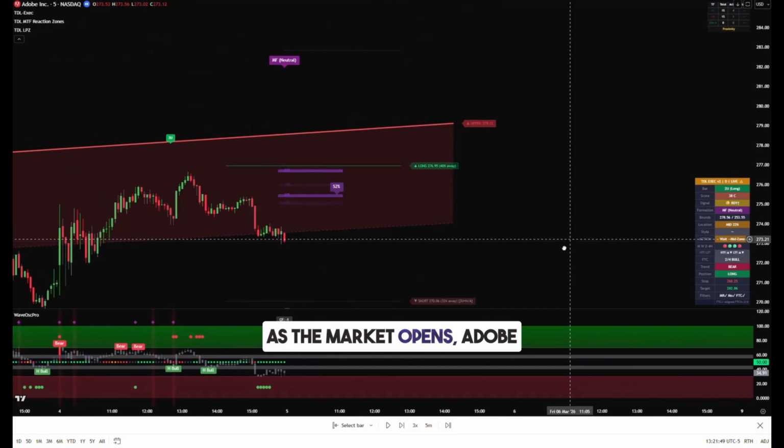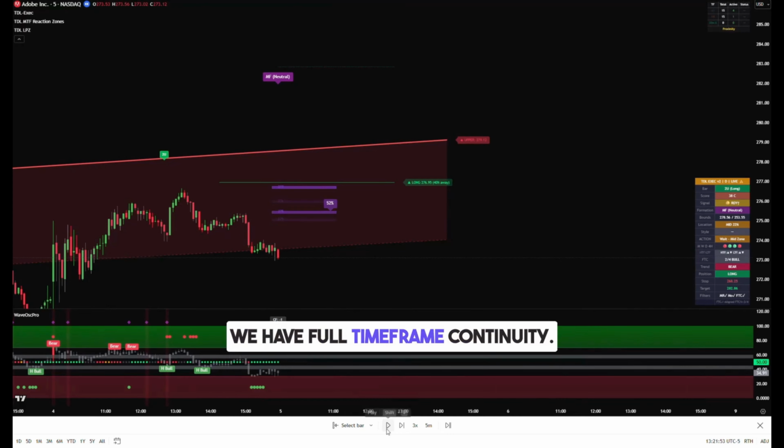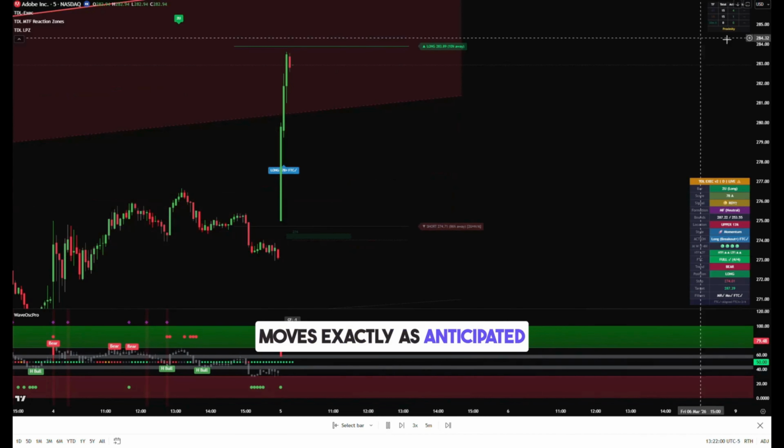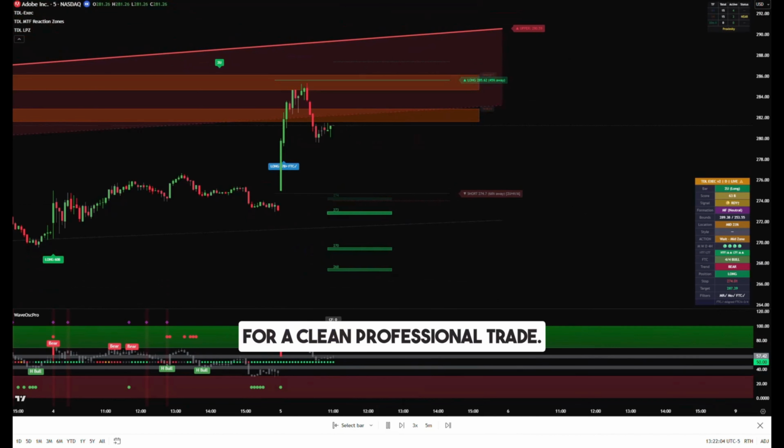As the market opens, Adobe breaks right through our long entry trigger. We have full time frame continuity, the strongest momentum breakout signal my system generates. Price moves exactly as anticipated, driving straight through the zone and hitting our target for a clean, professional trade.